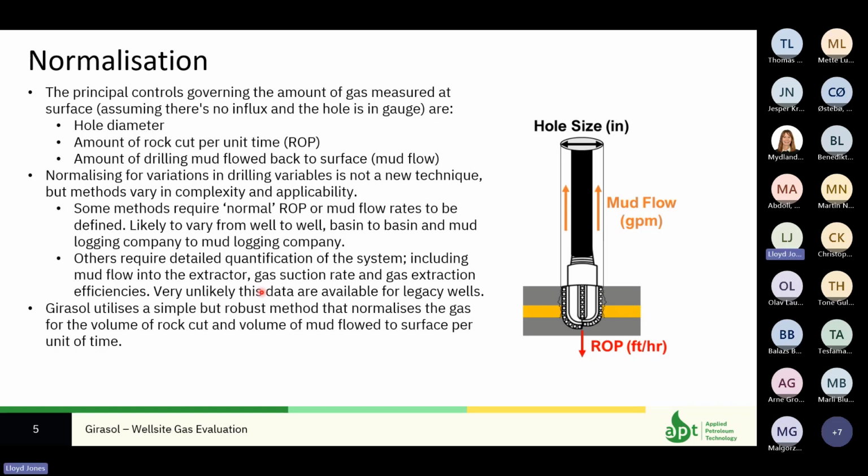So we found at APT, we use a simple but robust normalization method that normalizes the gas for the volume of rock cut and the volume of mud flowed to surface per unit of time. That's a very simple way we do it, and that's our normalization technique, which we believe removes any drilling signal and maximizes the geological signal of the interval drilled.